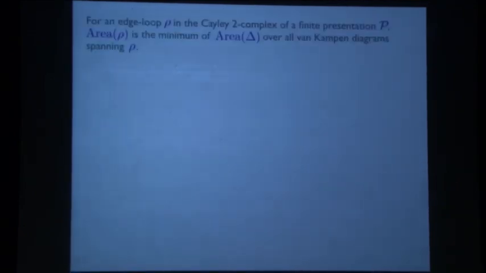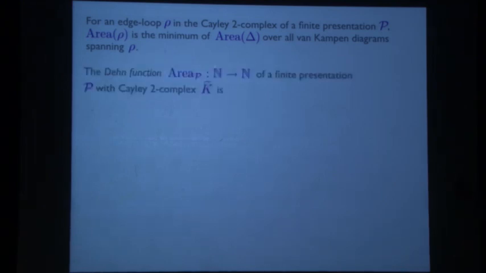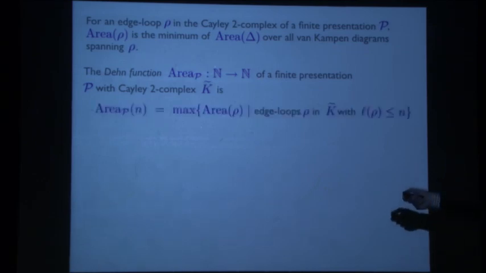Okay. And then we can take the notion of isoperimetric function and define it in this setting. So you've got an edge loop in the Cayley 2-complex, and the area of the loop is the minimum area amongst all Van Kampen diagrams spanning the loop. And then the Dehn function, you can define this way: at n, it's the maximum. You look at all edge loops of length at most n in the Cayley 2-complex, and you look at their areas.